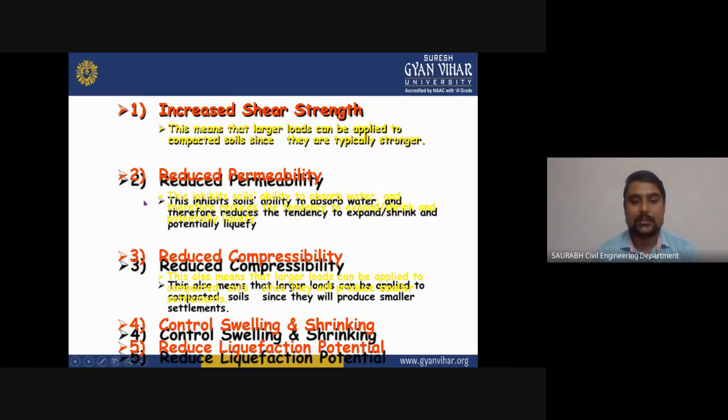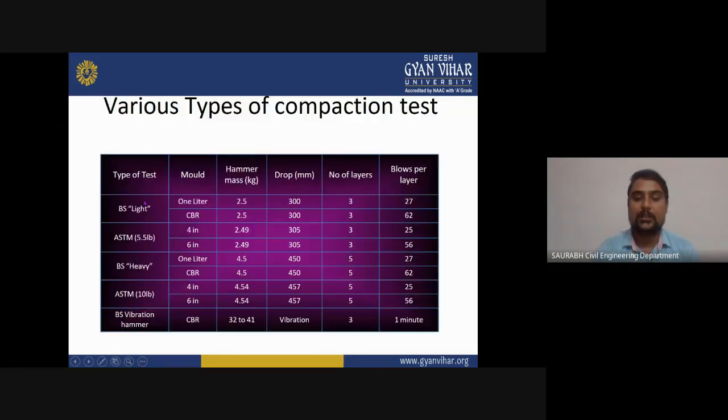It also reduces the compressibility. It also controls the swelling and shrinkage, and it also reduces the liquefaction.